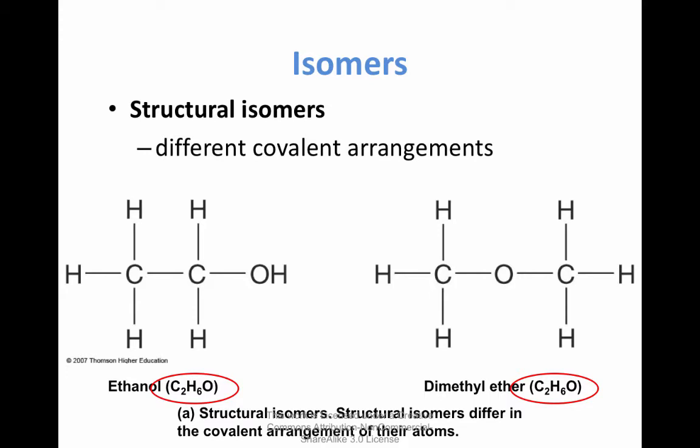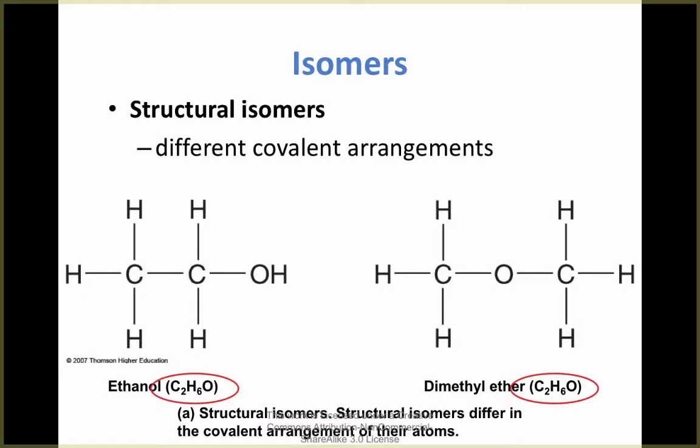Okay, guys, isomers. So let's start with what structural isomers are. They have the same molecular formula. So if you look down here, do you see how this has 2 carbons, 6 hydrogens, and 1 oxygen? But if you look over here, are they the same or are they different? They're exactly the same. But if you actually look at them, they look completely different.